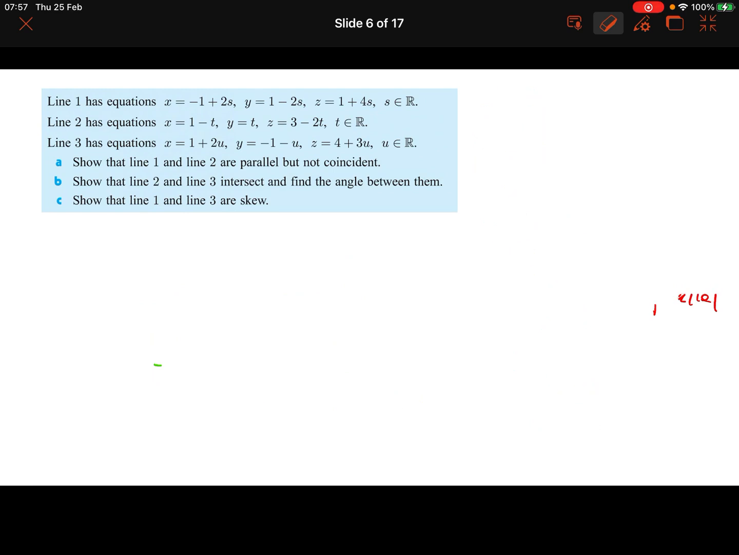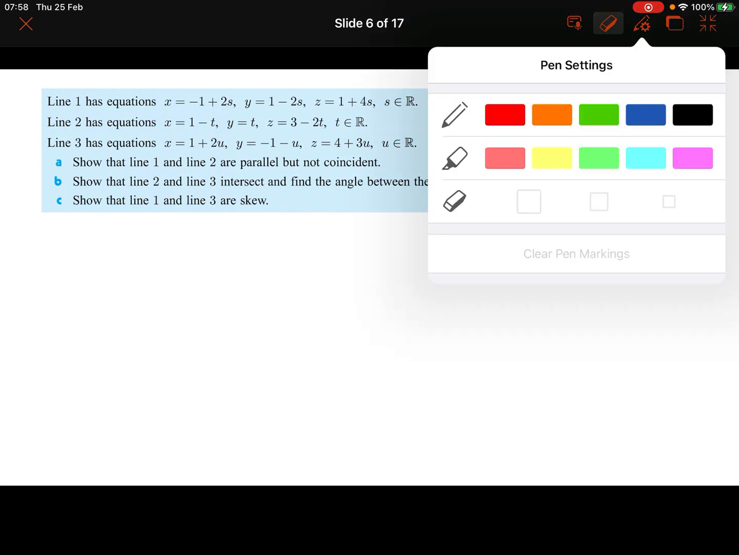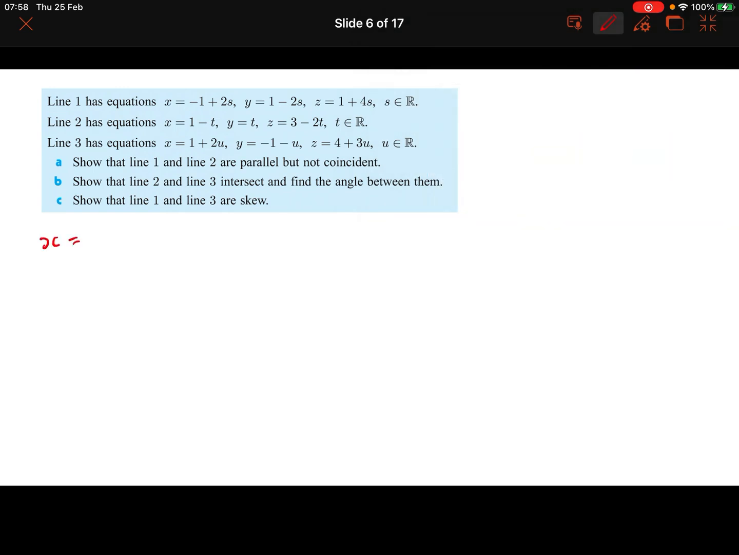Right, let's do part B. Show that line 2 and line 3 intersect and find the angle between them. Okay, so line 2 and 3. So we've got, let's write them out again. X is equal to 1 minus t for line 2, y equals t, z equals 3 minus 2t. And for line 3, x equals 1 plus 2u, y equals minus 1 minus u, z equals 4 plus 3u.